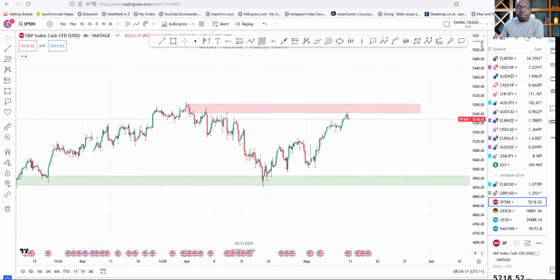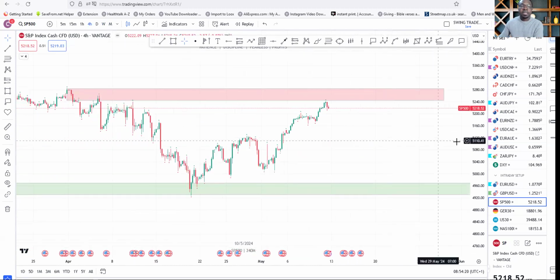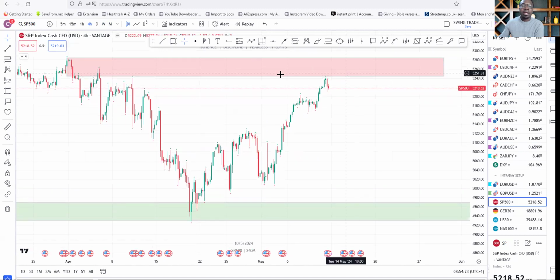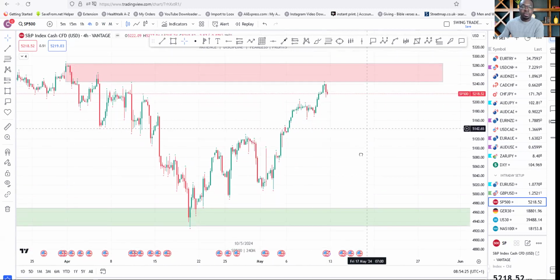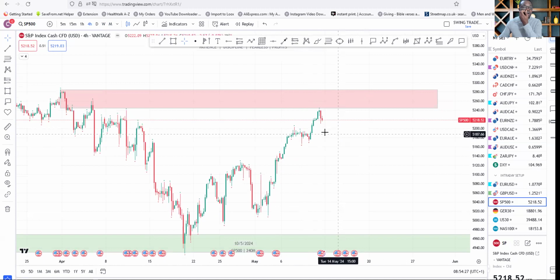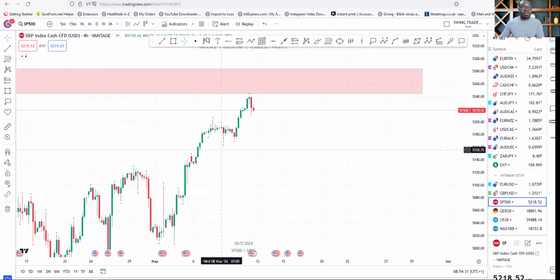So for this week, the first thing you want to see is that price on the 4-hour breaks above this high. In other words, how do we trade it? Well, we'll be looking for more buys. The first thing you want to do is to look at this structure here.